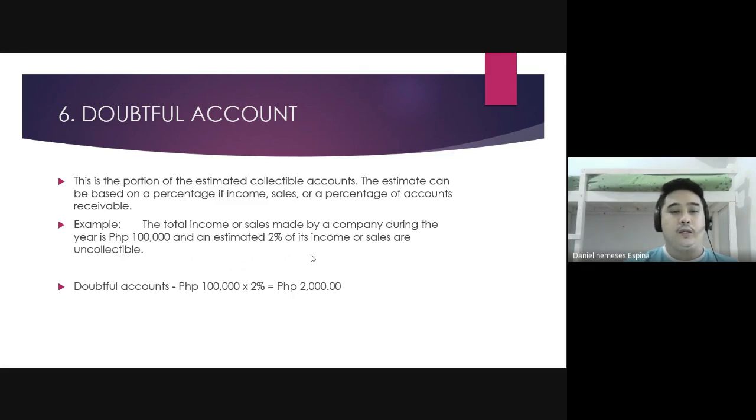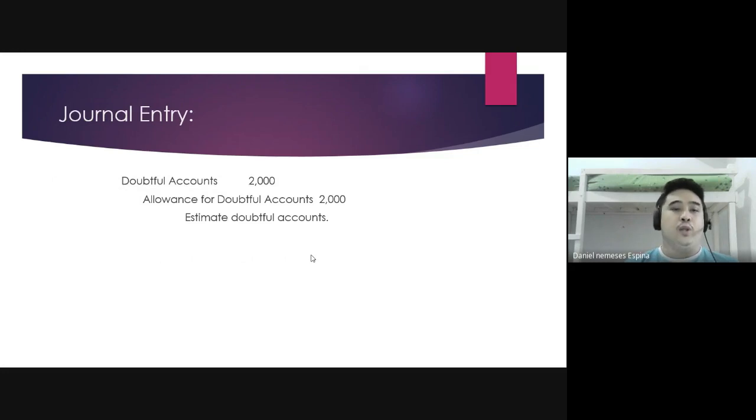So what would be the entry? So debit ka doubtful accounts, 2,000, and then you credit allowance for doubtful accounts, 2,000. So this allowance for doubtful accounts ginaminus ni siya sa accounts receivable. Okay? So we have accounts receivable minusan sa allowance for doubtful accounts. Okay? So credit, explanation, estimate doubtful accounts.